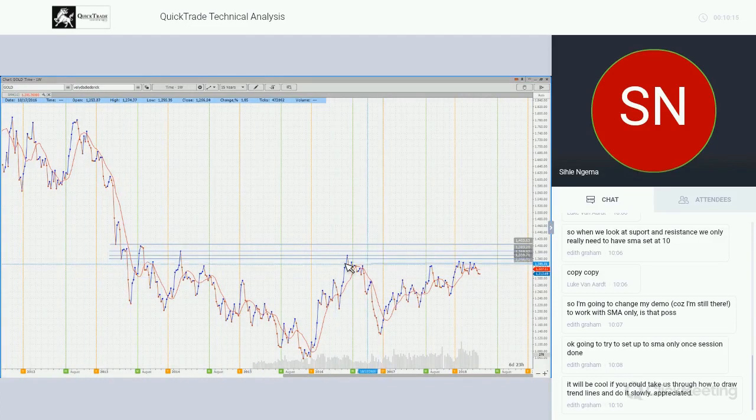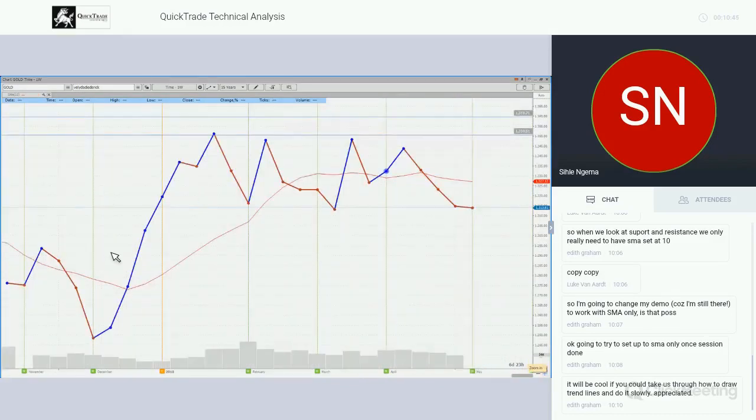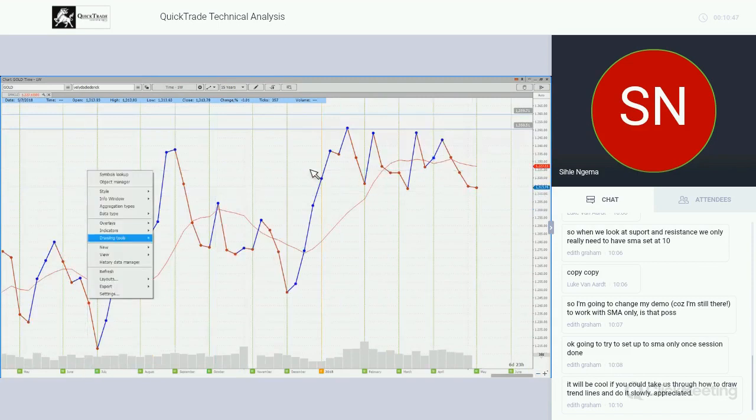Okay, let's do this. I'm connecting this point here. This is our resistance. This one here also is our resistance, and this area also is our resistance. So this whole zone above where we have all these horizontal lines is our resistance area. Now let's get maybe closer to where the action is actually taking place.